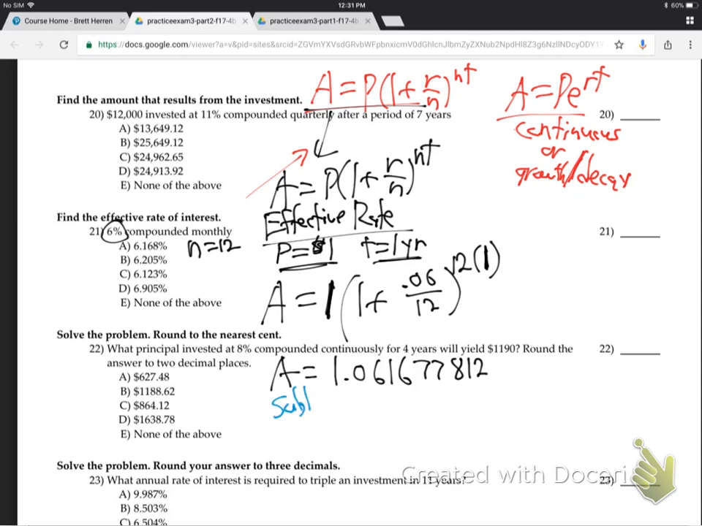Now subtract the original $1. Remember, because we just want to know the growth. We just want to know how much it grew by. So we want to take back out that original dollar. So just cancel out that dollar right there. And then you got to change it to a percentage. All these answers are percentage. So move the decimal 2 places. 6.1677%. They're rounding them to 3 places, so it's A. 6.168.